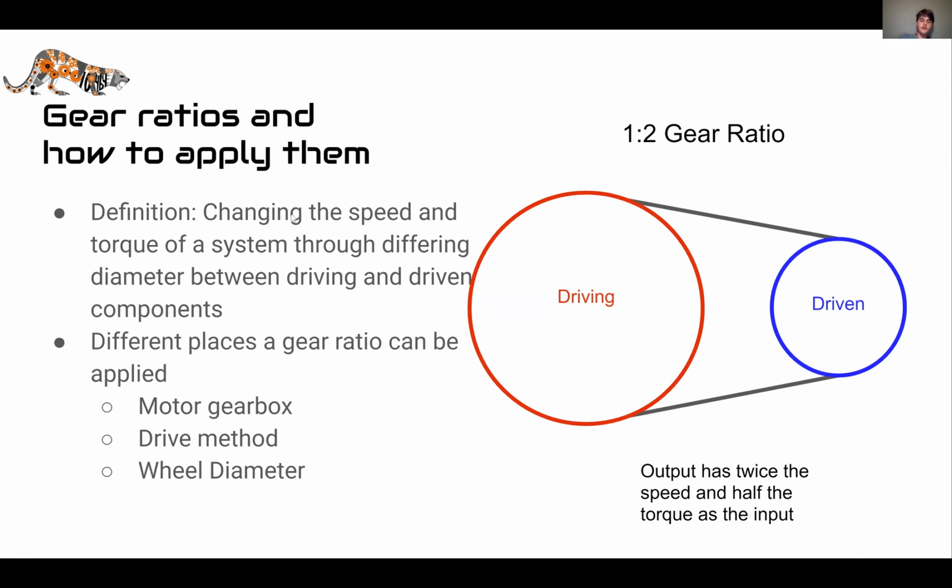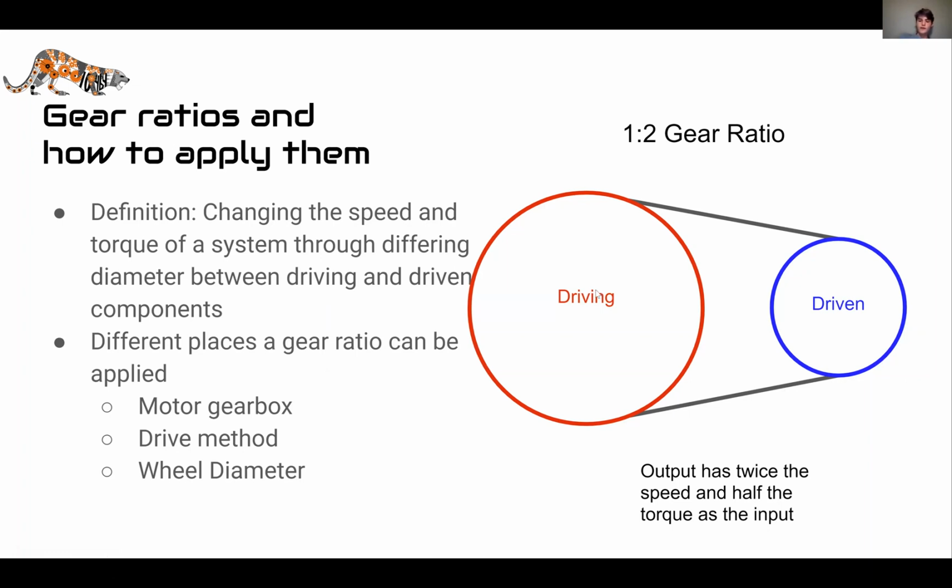So the definition of it is changing the speed and torque of a system through differing diameters between the driving and driven components. For example, driving component may be your motor and your driven component may be your wheel. Some ways that you can change your gear ratio is motor, gearbox, drive method, which we're going to talk about in a little bit, or even the diameter of your wheels as they touch the ground, which is the one that gets overlooked a lot by people when they're making drivetrains or other mechanisms.